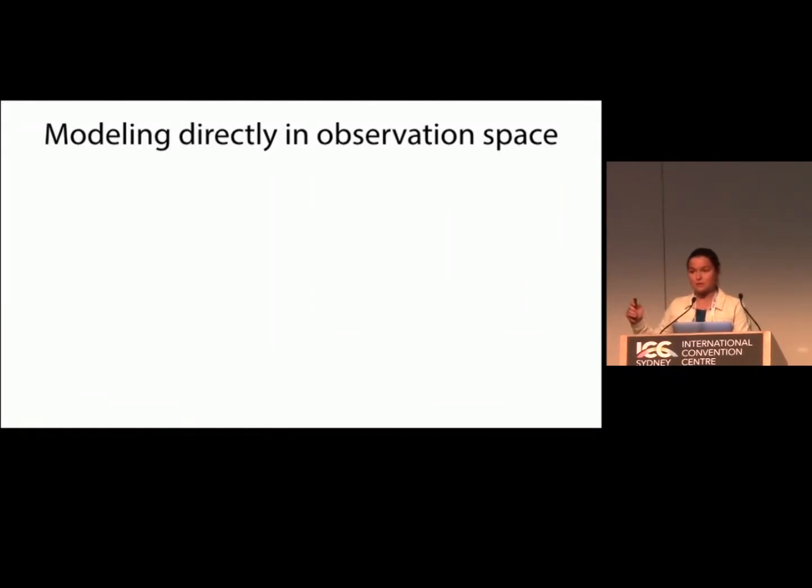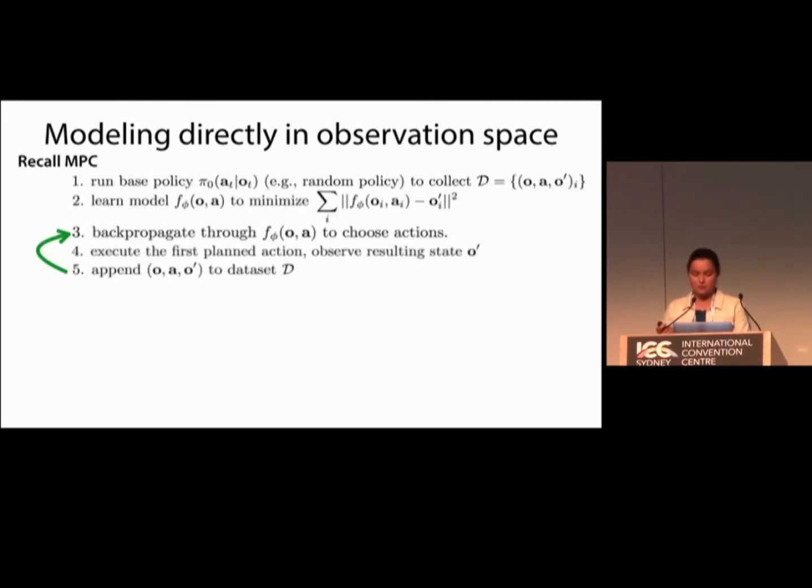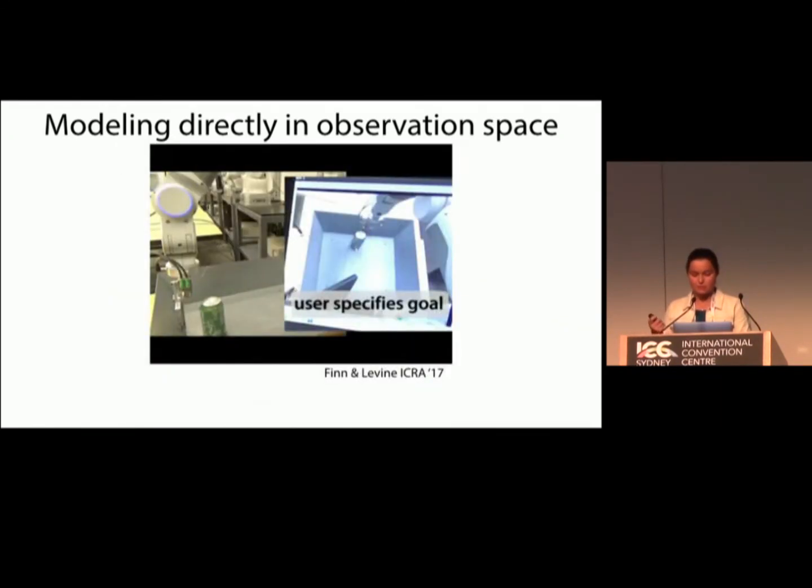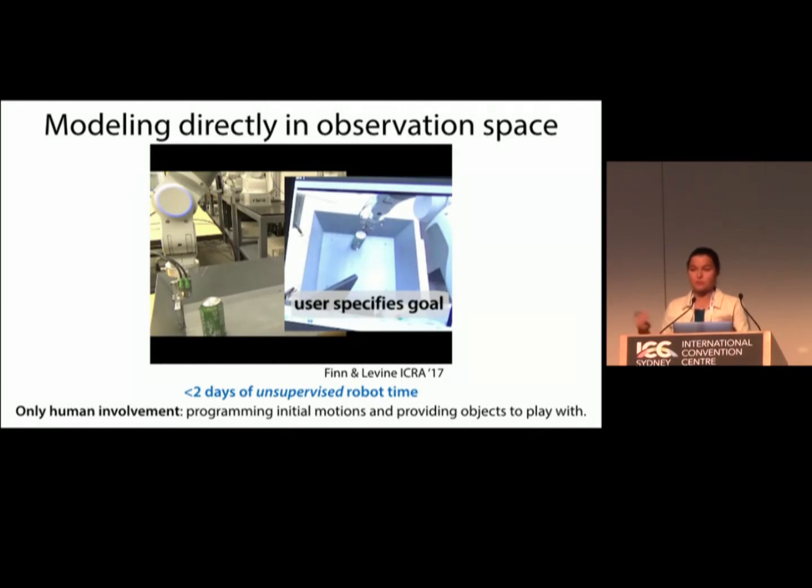Okay, I don't think I have time to cover this in the tutorial, but this entails essentially just learning a model directly in your observation space, which can work even on real robotic systems and be able to learn from purely unsupervised data in around 2 days and learn a wide variety of skills.